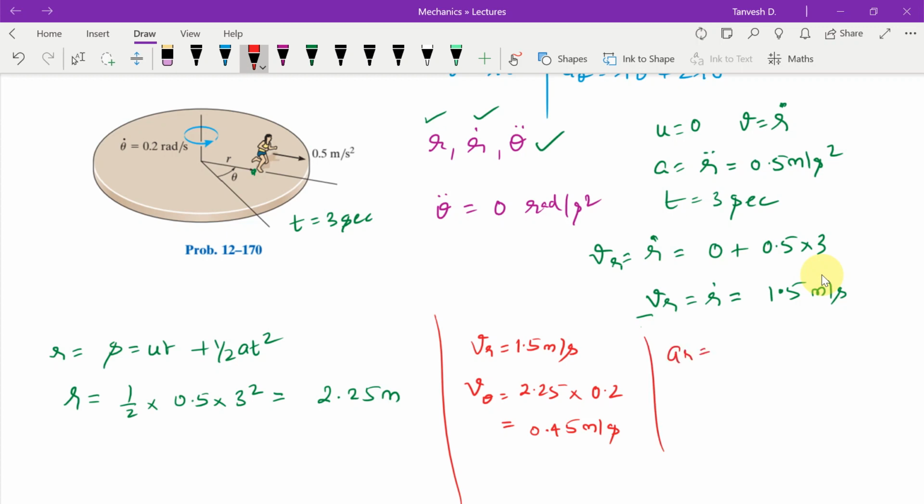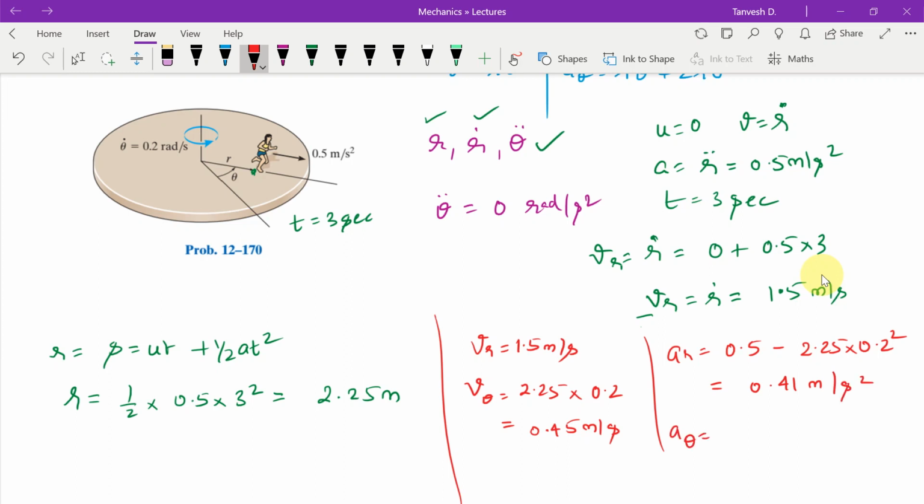Ar is r double dot minus r theta dot the whole square. R double dot is 0.5, so it is 0.5 minus 2.25 into theta dot, which is 0.2, the whole square. That is equal to 0.41 meters per second square.